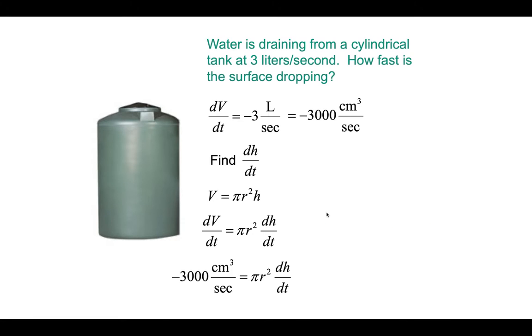So we've got negative 3,000 cubic centimeters per second equals pi r squared dH/dt, because we know that dV/dt is that negative 3,000 cubic centimeters per second. That's why we placed it in there. So when we solve for dH/dt, we get that it's 3,000 cubic centimeters per second divided by pi r squared.